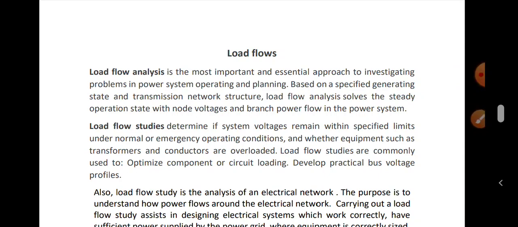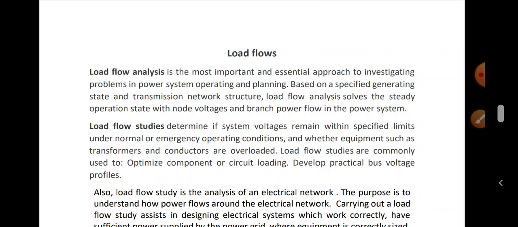What actually is the load flow analysis? You can think of it, and you will find that a load flow study is the analysis of an electrical network carried out by an electrical engineer. The purpose of this load flow study is to understand how the power flows around that electrical network, so that a better design of electrical system can be done.